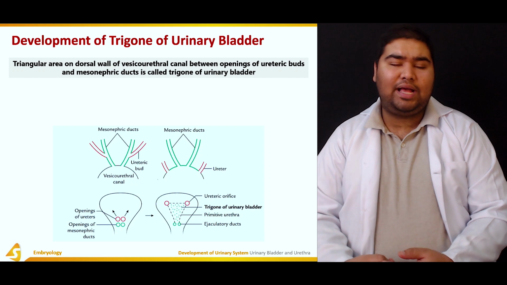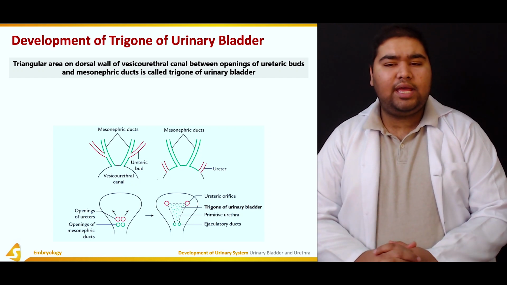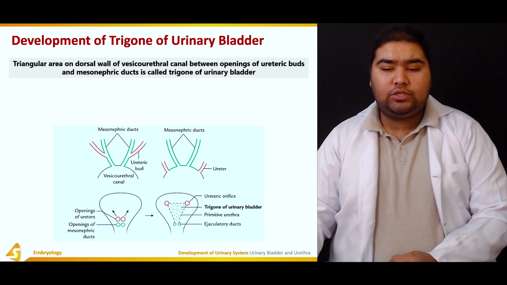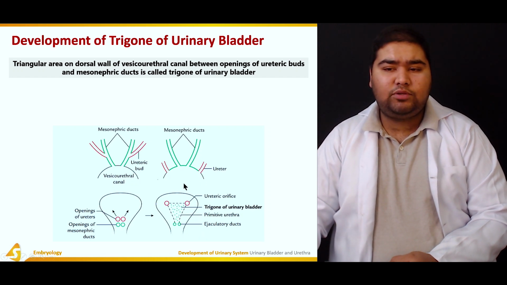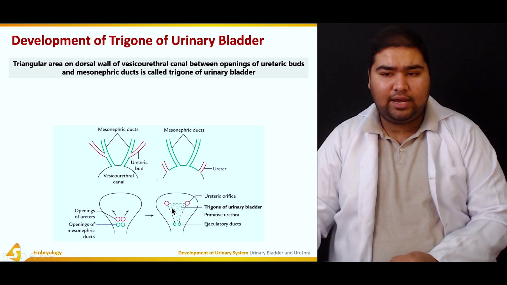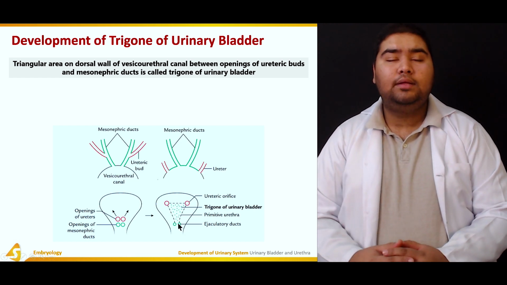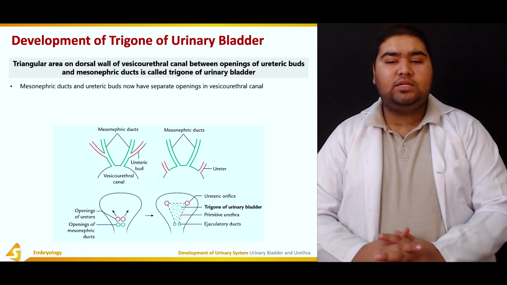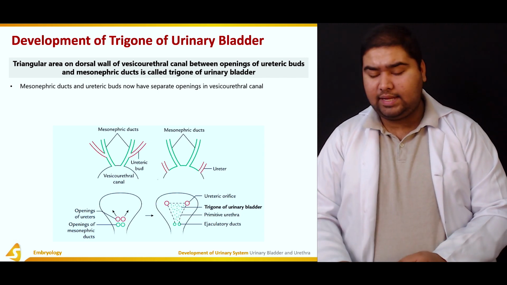This area is known as the trigone of the bladder. So it is a triangular area on the dorsal wall of the vesico-urethral canal. So this is the dorsal wall of the vesico-urethral canal. It lies between the openings of the ureteric buds. These are the openings of the ureteric buds and the mesonephric duct. This is known as the trigone of the urinary bladder. So the mesonephric ducts and the ureteric buds now have completely separate openings.